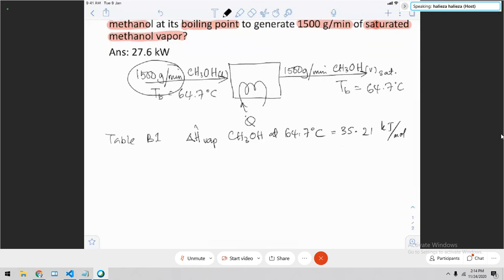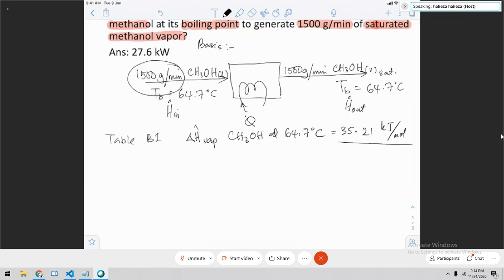You have enthalpy 1, enthalpy in. You have enthalpy 2, enthalpy out. So you're going to calculate the amount of heat. First thing first, basis. This value you get from the table. We're not going to check on that. It's already confirmed. That's the value that we get from the table.